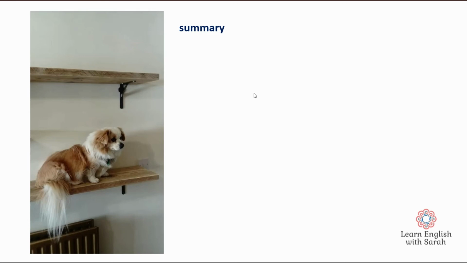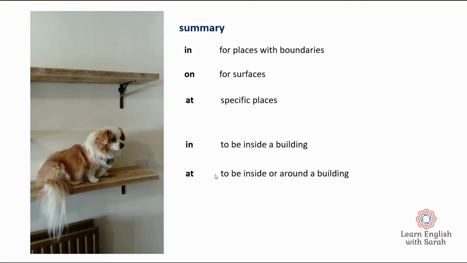Okay, so just a little summary for you. In is places with boundaries. On is surfaces. So here's Molly sitting on the shelf. At is specific places. So at the school, at the cinema, at the station. And then that little difference again, in is to be inside a building, but at is to be inside or around a building. So I hope this video has helped a little bit.